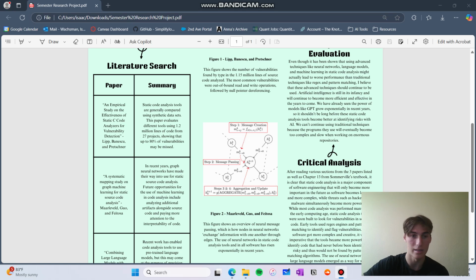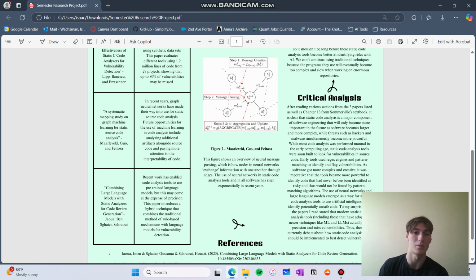these static analysis tools. The first one claimed that static analysis tools are generally compared using fake data sets. So this paper evaluated different tools using 1.2 million real lines of code and showed that up to 80% of vulnerabilities might be missed by these tools.